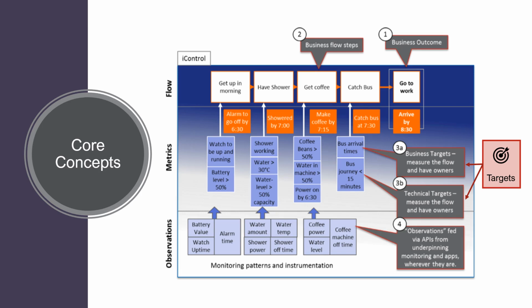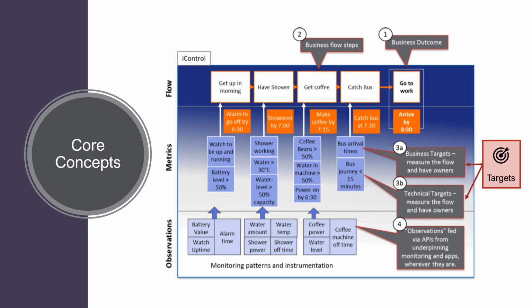So how do we do this, and what is iControl and what does it do? iControl is a business process monitoring solution that leverages Splunk to give you insight into business operations. This slide is a simplified example of how iControl works. We call this our coffee slide. It models the business process of getting to work in the morning.